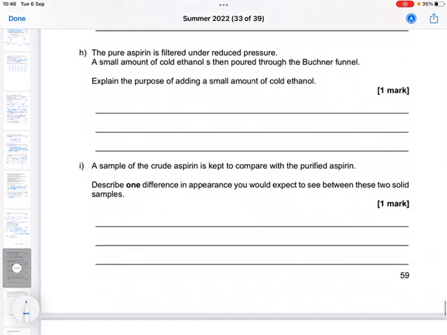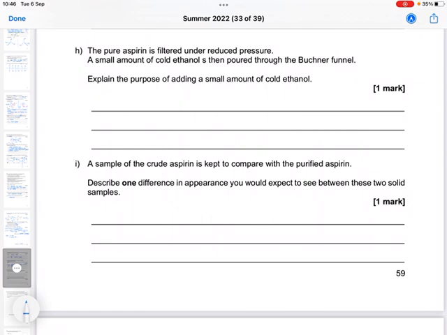The hot aspirin is filtered under reduced pressure. A small amount of cold ethanol is then poured through the Buchner funnel. Explain the purpose of the small amount of cold ethanol. So when you filter it through, it is going to be coated with obviously ethanol, but also some soluble impurities as well. So when you run some cold ethanol through, it removes any soluble impurities that may be coating your sample.